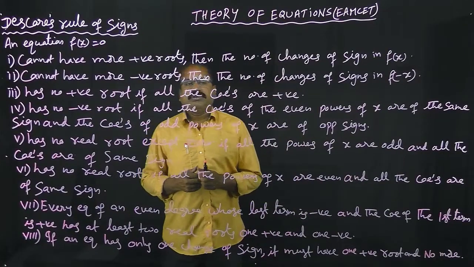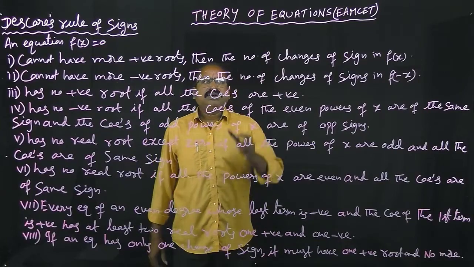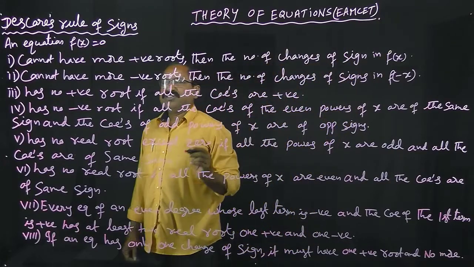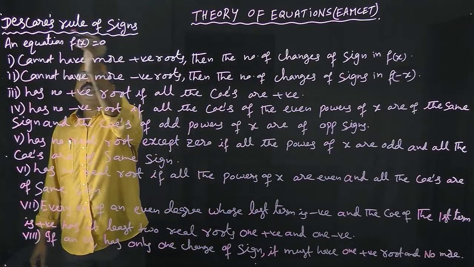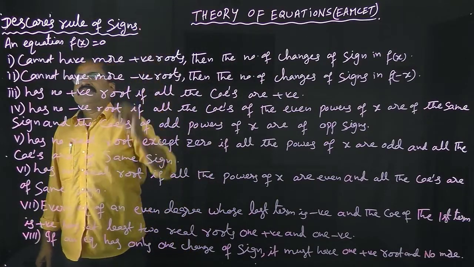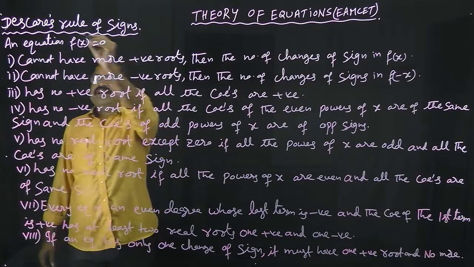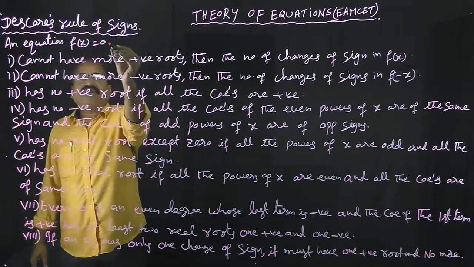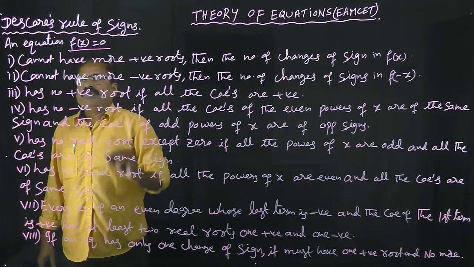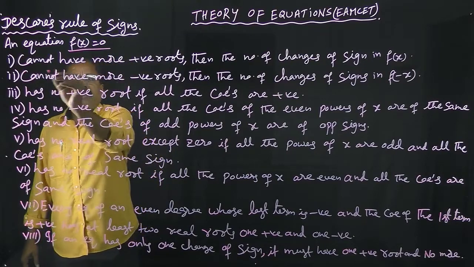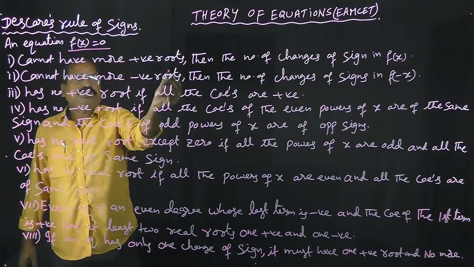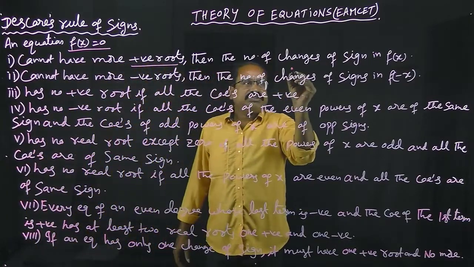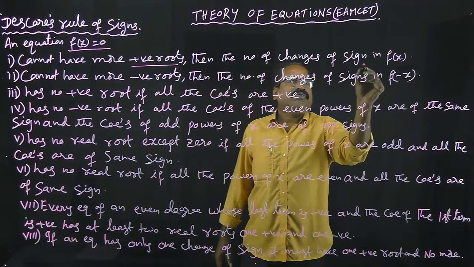Dear students, today we discuss theory of equations in the EAMCET concept. Descartes' rule of signs. An equation f(x) = 0 cannot have more positive roots than the number of changes of sign in f(x).